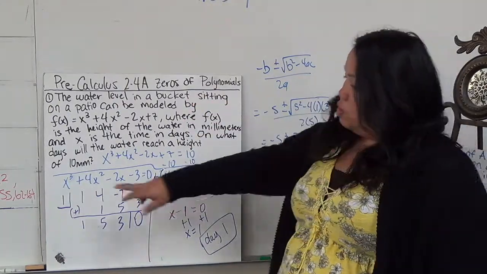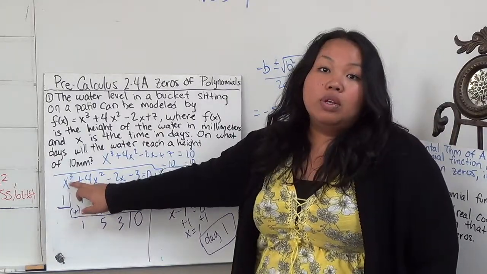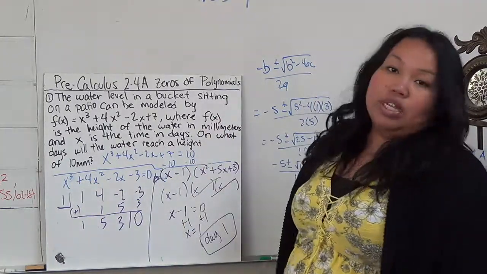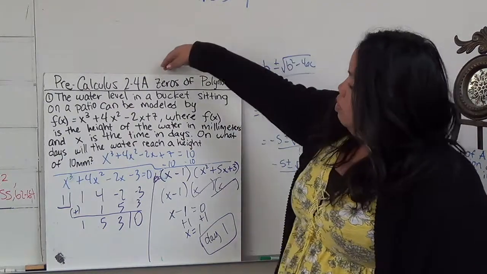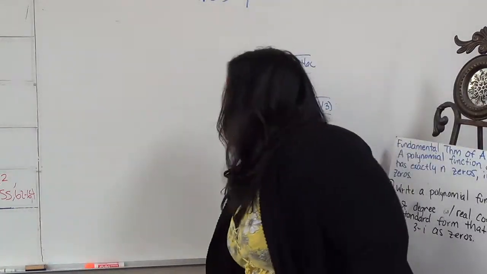Because in this case, we have 3 zeros to choose from, but only one fits this criteria. So go ahead and pause and write this down. We're going to do one more board.